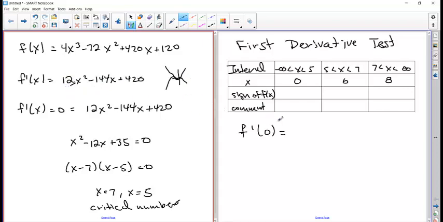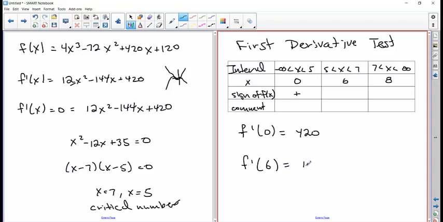So here we are. So you can see the answer is 420, which is positive. Now we know from our previous experience, this is going to be negative and this will be positive. But I want you to go ahead and calculate the values at those values of x. So we've got 12 times 6 squared minus 144 times 6 plus 420. And we already know that should be negative. But let's see what it actually is.